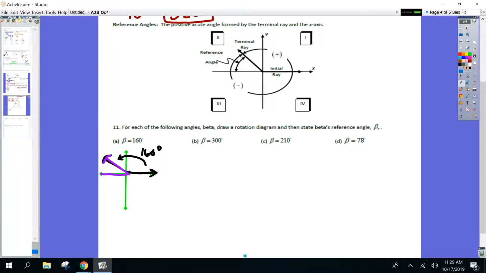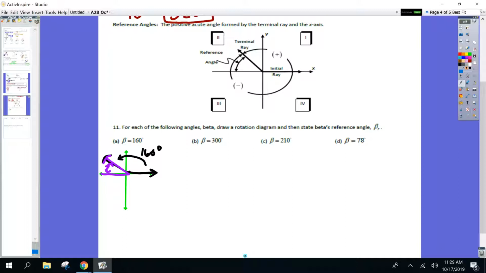All right, this angle measure right here, I'm putting in purple, is the reference angle. Acute angle that's formed by the x-axis and the terminal side. Think you got it, Sarah? 20. How'd you get 20? Because you knew that was 180 and that's 160. The difference is 20. Everyone good?